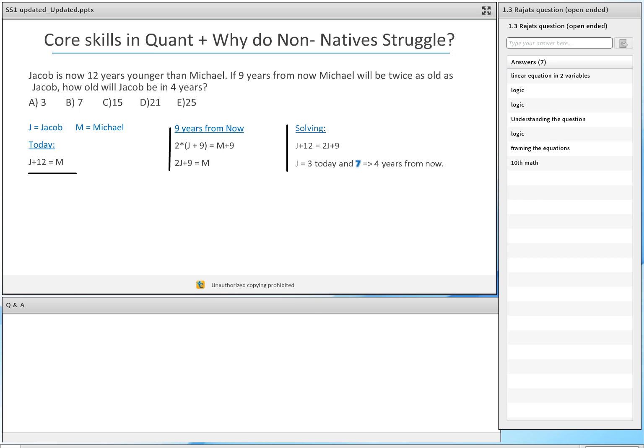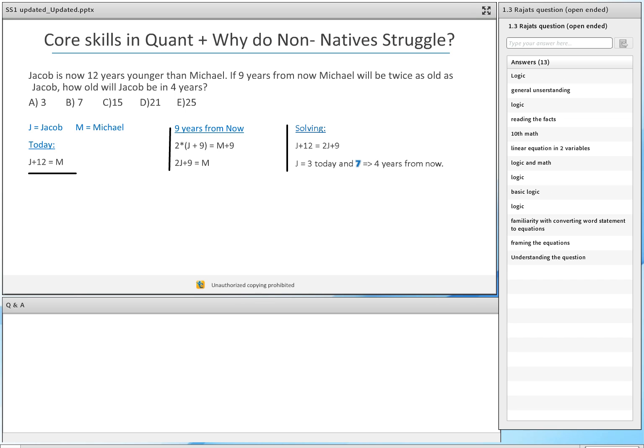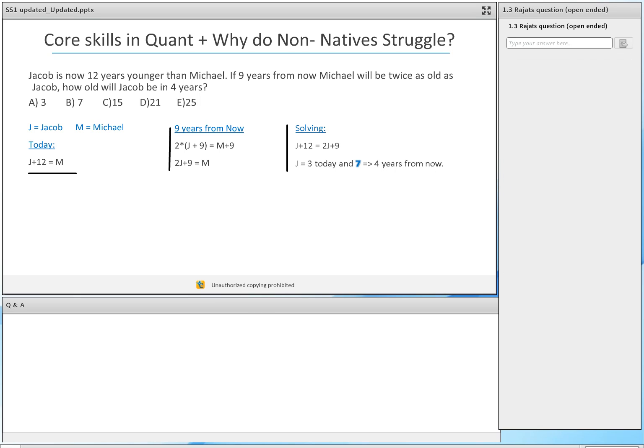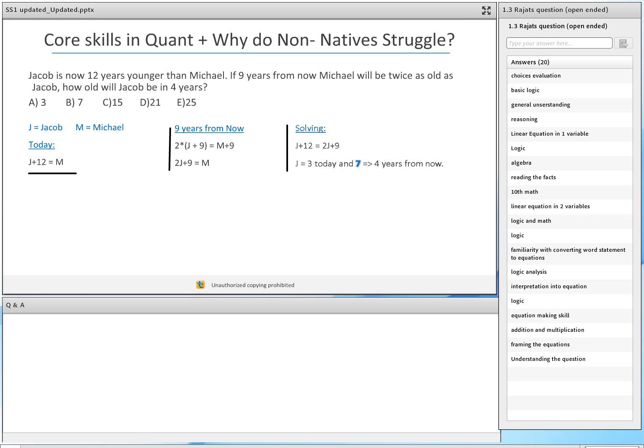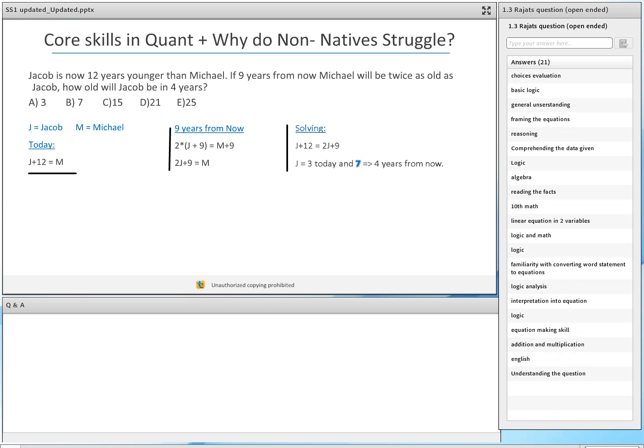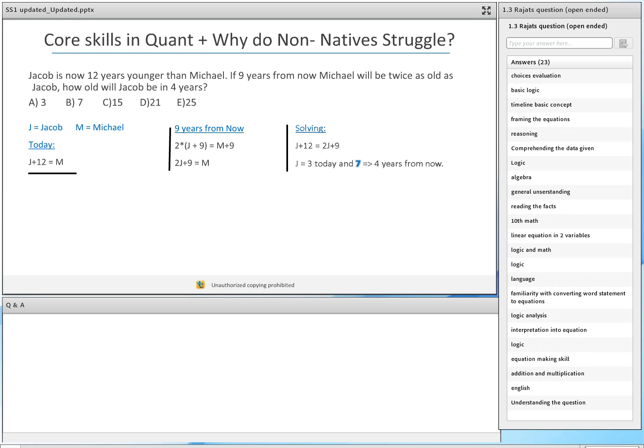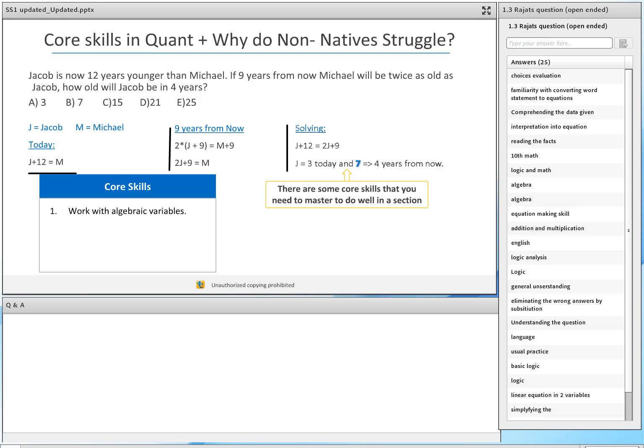Okay, let's get a few more responses overall. So essentially, you think about the core skills required to solve a question such as this one. You need to be able to work with variables. You need to convert statements into equations. You need to relate them and then go about solving those equations.